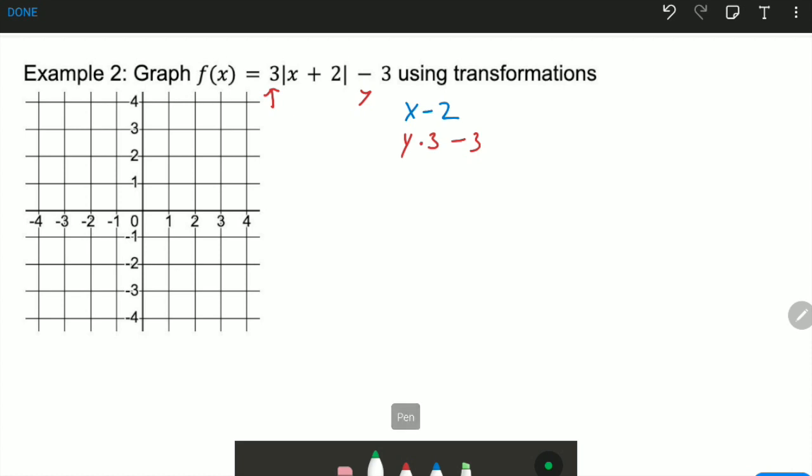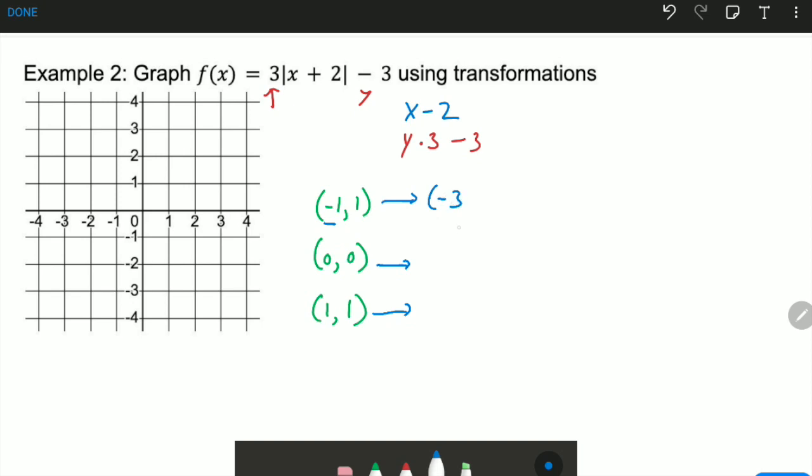Since this is an absolute value function, we're going to use the points negative 1, 1; 0, 0; and 1, 1. We'll apply our transformations. We're going to subtract 2 from the x values. Negative 1 minus 2 is negative 3. 0 minus 2 is negative 2. And 1 minus 2 is negative 1.